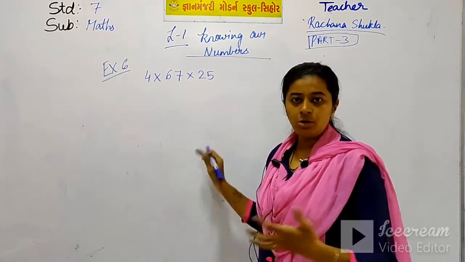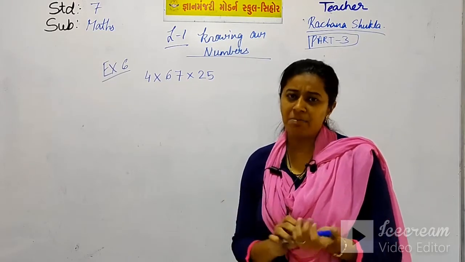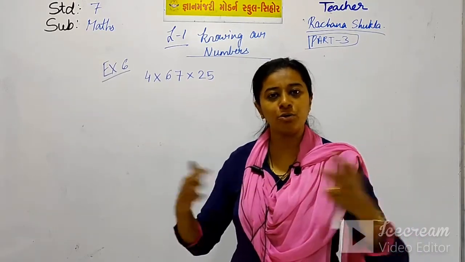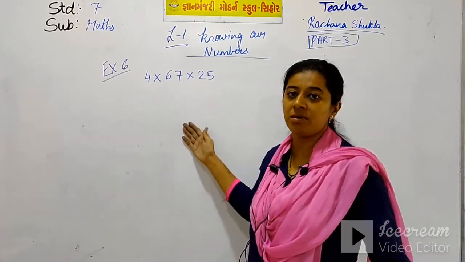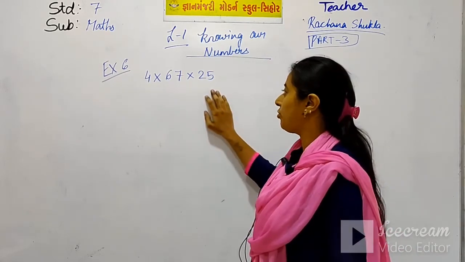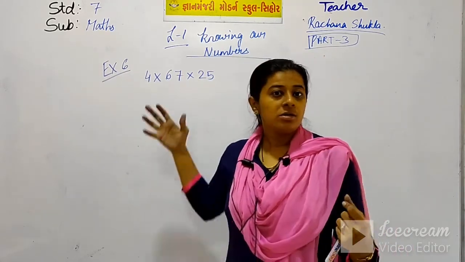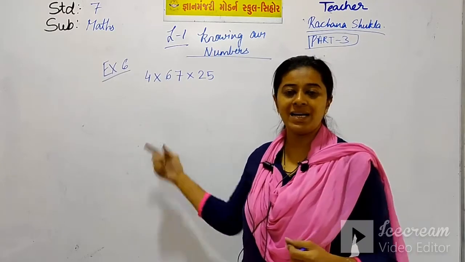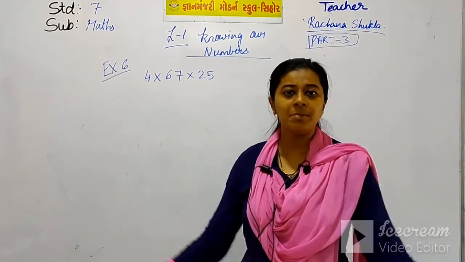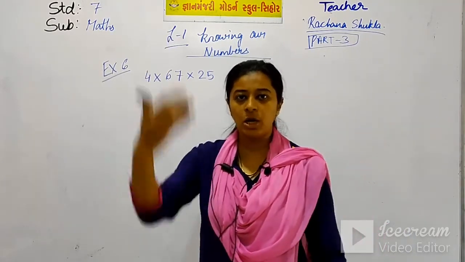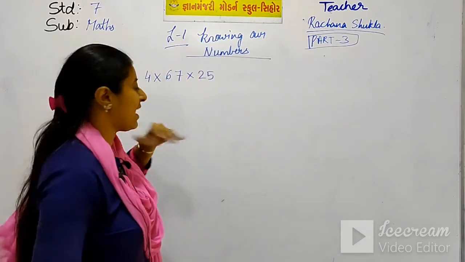By looking here, you can tell that, man, it's a very easy sum. We have to directly multiply the three numbers. No, you will not do it that way. I will teach you a very quick method of multiplying this without doing any long multiplication. So look here carefully.